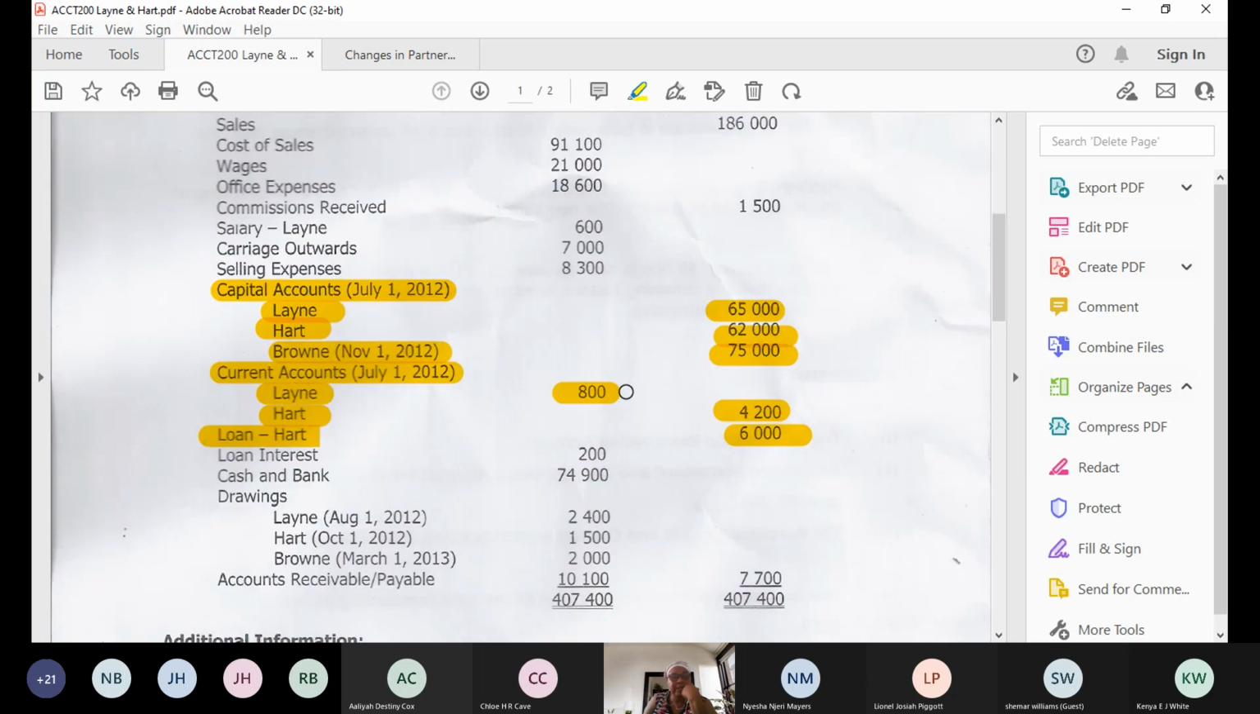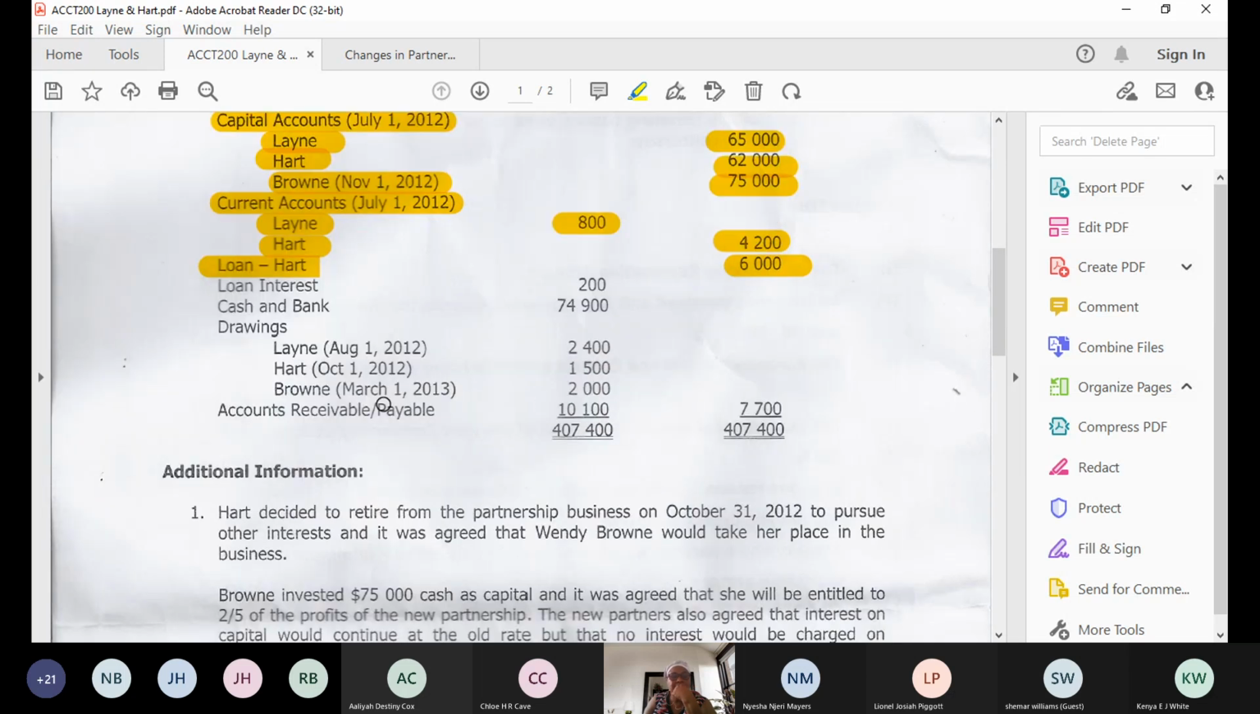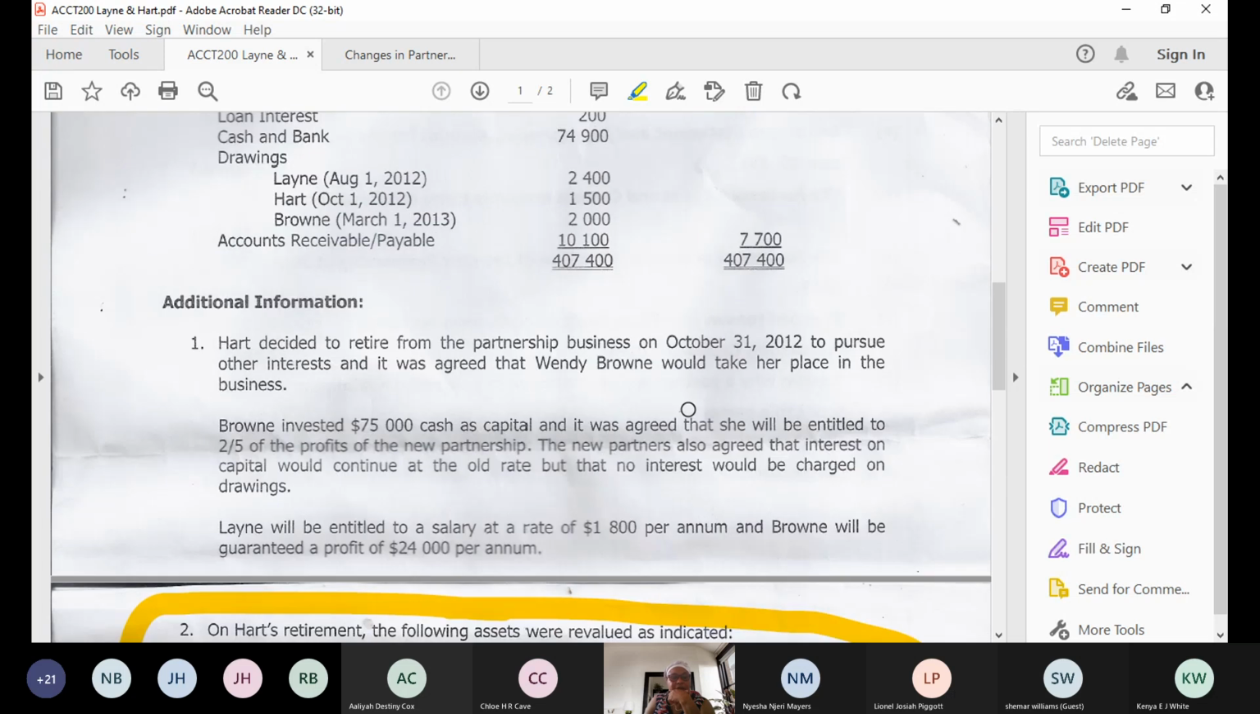Okay, so then when we come here you have to take note that you have drawings. Remember they said the interest on drawings. So you have drawings here. So these are the drawings here. You also have a loan interest in here as well as $200. We deal with all of that.